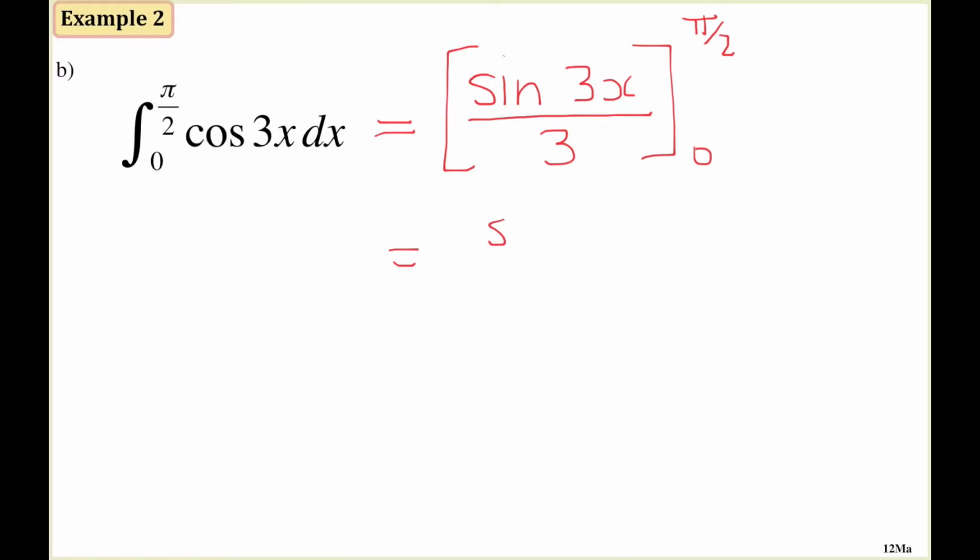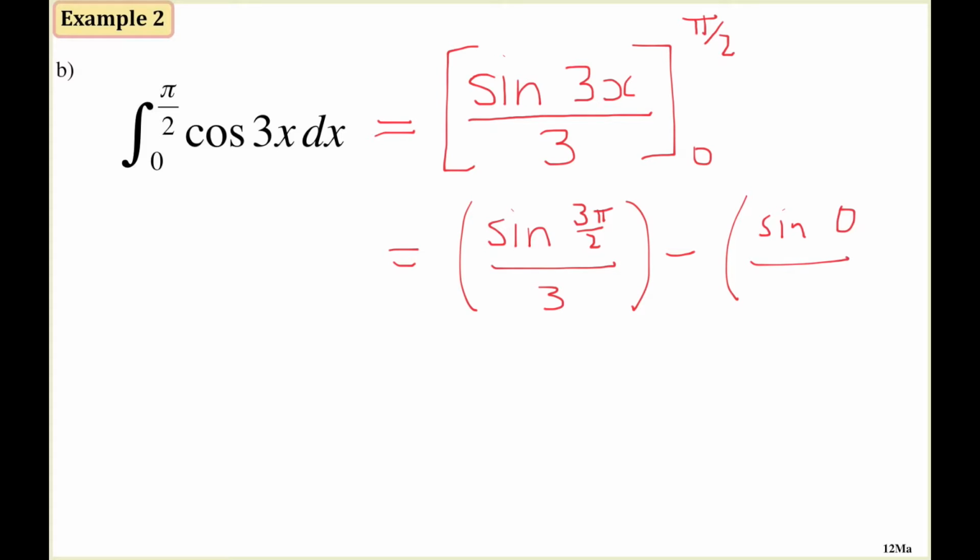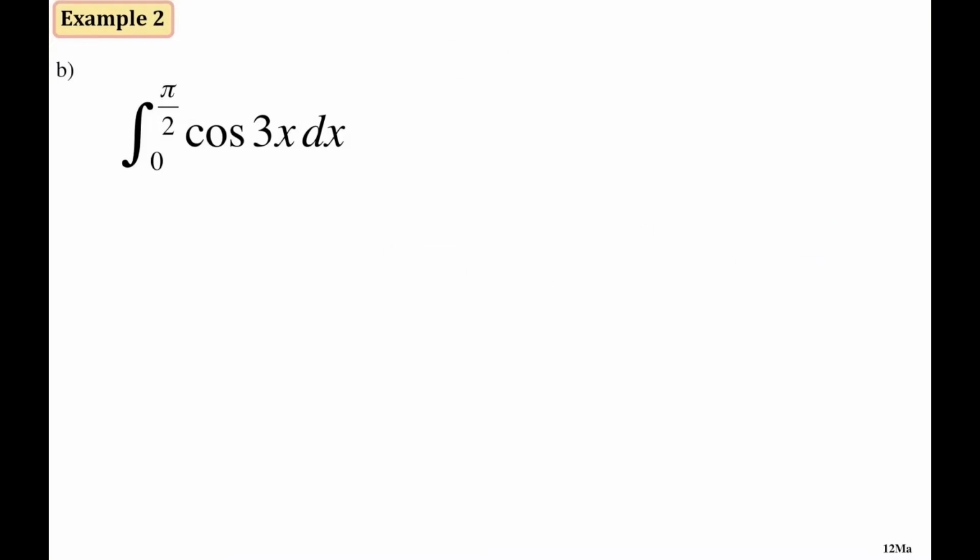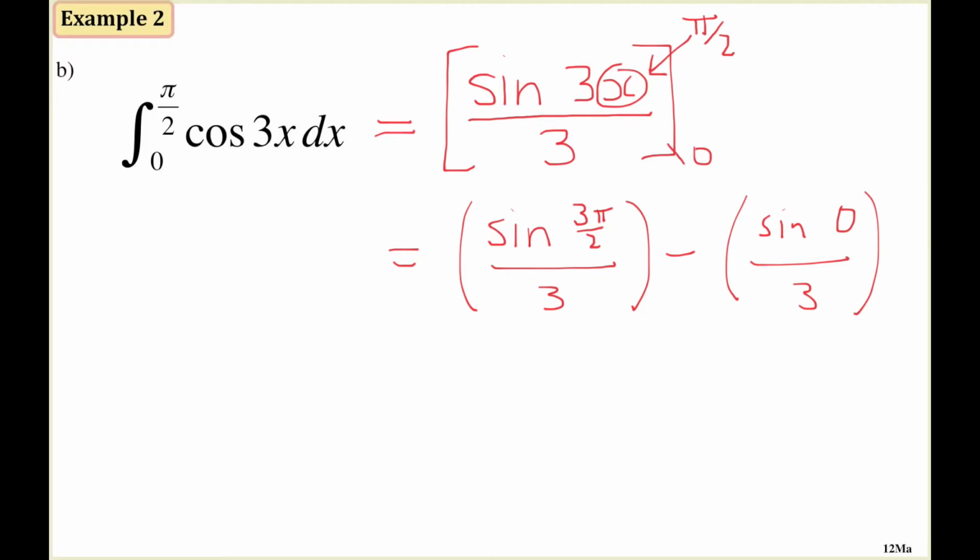Now that will become the sine of 3 pi on 2 all over 3 minus the sine of 0 all over 3, because everywhere we see x, in the first situation I'm plugging in pi on 2 for the first bracket, and for the second bracket where I see x I'm putting in a 0. Now what's the sine of 3 pi on 2? 3 pi on 2 is halfway between pi and 2 pi, and it's minus 1. So that becomes minus 1 on 3.